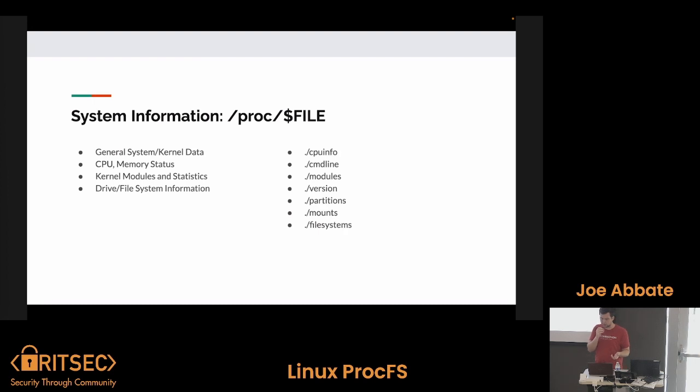meminfo, which I don't think I put on here. No, I didn't. It will show you your current memory, kernel modules and statistics. So if you have, let's say, the tun module for VPNs, that would be in your /proc/modules file. And then drive and file system information. /proc/mounts will show you everything that's mounted to your system. And /proc/filesystems is all the possible file systems that you support right now.